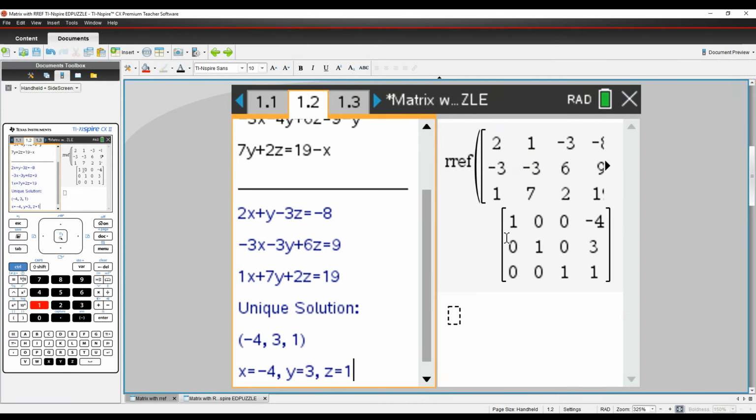Okay, so that's problem number 1. Again, these first 3 columns show me the identity matrix, and if I have 3 ones going diagonal, then my last column is my solution. Next problem.